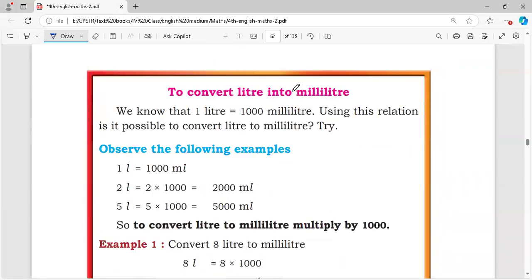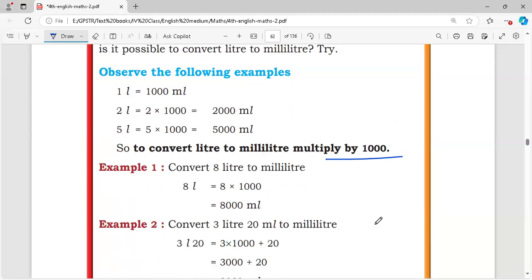To convert liter into milliliter, 1 liter is equal to 1000 milliliter. To convert liter to milliliter, multiply by 1000. Example, convert 8 liter to milliliter. 8 liter is equal to 8 into 1000. This means 8000 milliliter.